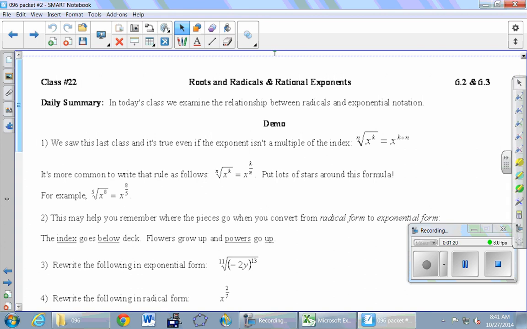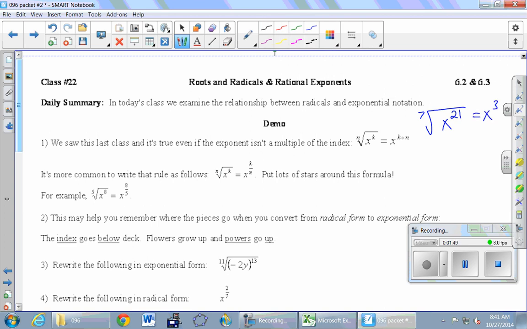So here are the symbols that we've called Jasper's rule. If you take the nth root of x to the k, you get to take those powers and divide them. K divided by n becomes the new power. We saw that last class, and we saw it in every single one of them. The power was always a multiple of the index. And so when we did the division, we just got a nice whole number, 21 divided by 7. And this turns out to be x to the 3rd by just dividing.